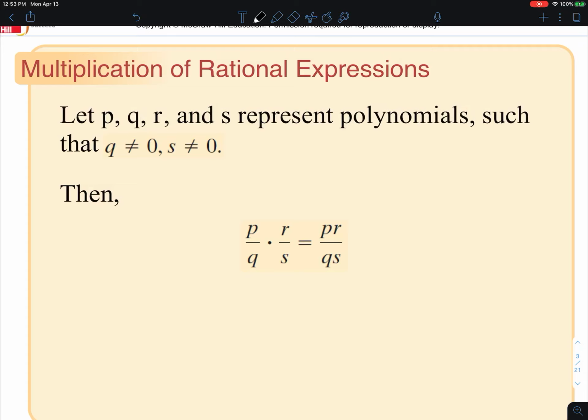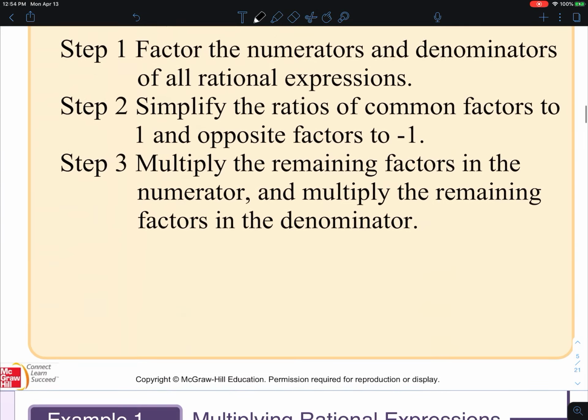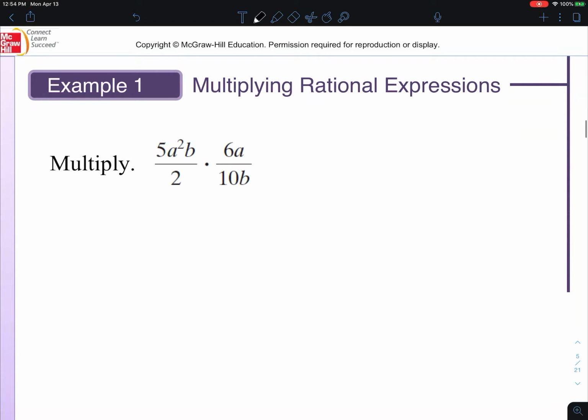So the first thing is, when you multiply rational expressions, just so you remember what a rational expression is. A rational expression is just a polynomial divided by a polynomial, as long as the denominator does not equal 0. An example would be 3x plus 1 over x minus 5. I'm not going to read those, I'm just going to start doing these.